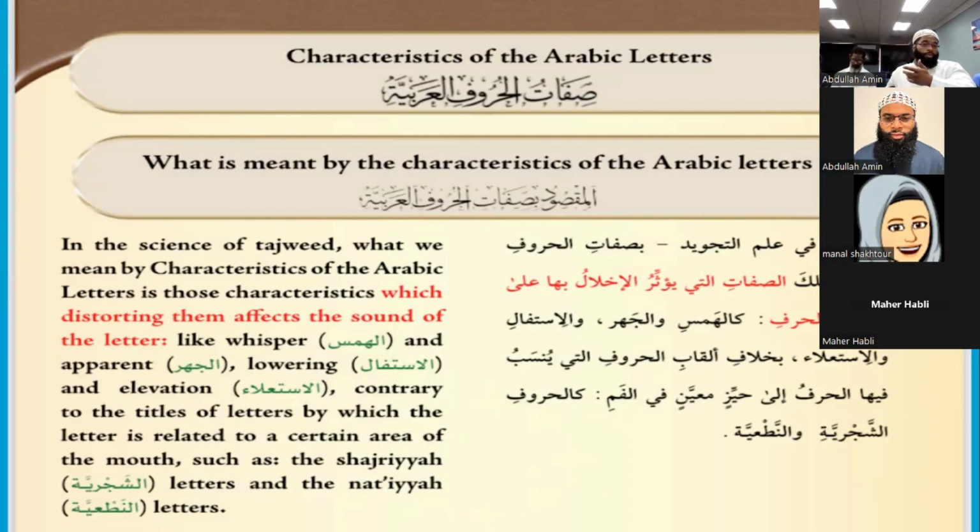An example is whisper. A letter can have the characteristic of whisper. Whisper is a characteristic that indicates that you hear breath and not voice. So the letter S is a letter of hams, or breath, or whisper. The letter Z has the characteristic of sound, or voice, or being apparent, al-jahr.